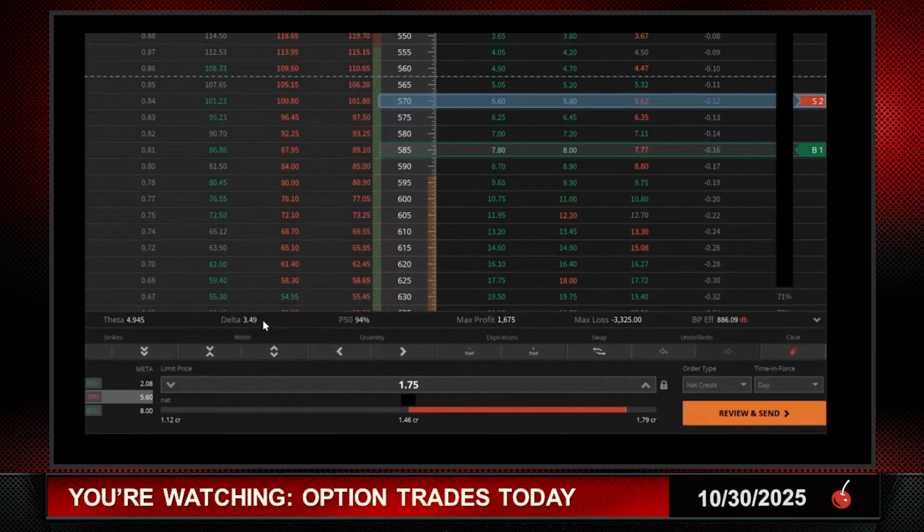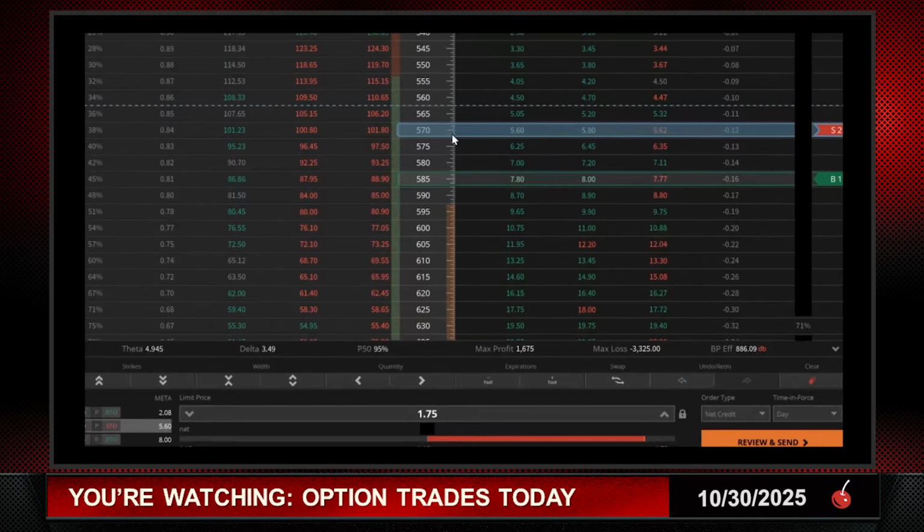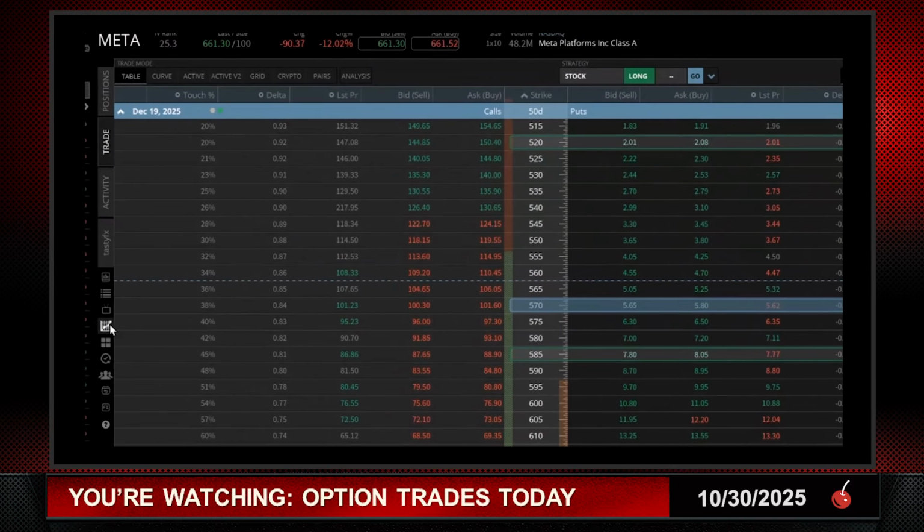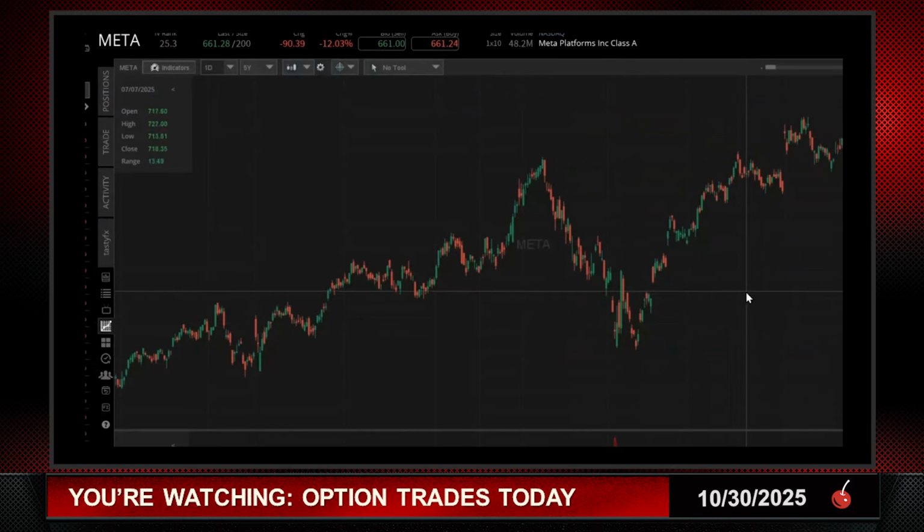Delta on this trade, small bullish, 3.49, but as I just explained, if the stock goes all the way down to 570, a number it hasn't seen in quite some time, a number it hasn't seen since it clustered back in April down here, I can make $1,500. So for me, omnidirectional, slightly bullish trade in Meta, catching a falling knife with defined risk. We'll see how it goes.